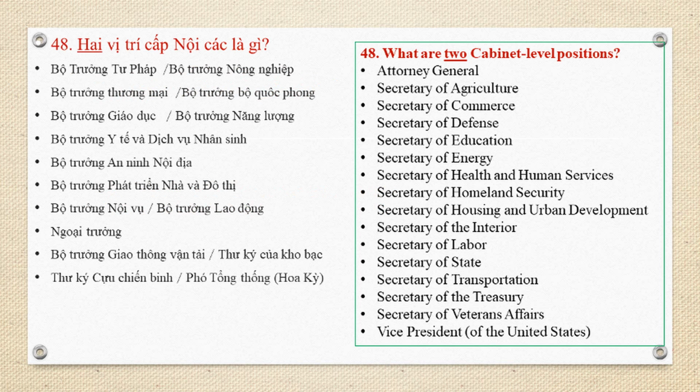48. What are two cabinet-level positions? Attorney General. Secretary of Agriculture. Secretary of Commerce. Secretary of Defense. Secretary of Education. Secretary of Energy. Secretary of Health and Human Services. Secretary of Homeland Security. Secretary of Housing and Urban Development. Secretary of the Interior. Secretary of Labor. Secretary of State. Secretary of Transportation. Secretary of the Treasury. Secretary of Veterans Affairs. Vice President of the United States.